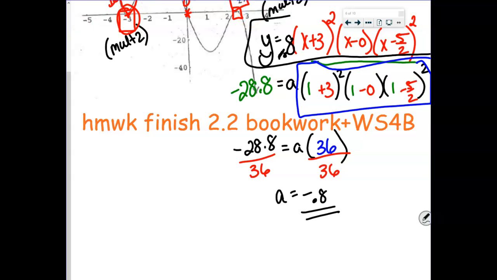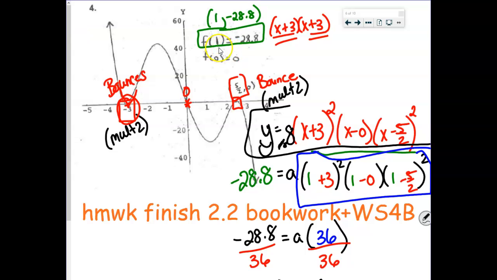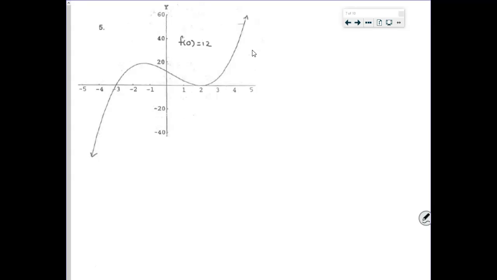The ordered pair at the beginning of the problem, that wasn't one of my x-intercepts. It says right here when f of 1 equals -28.8. So that's the ordered pair I used this time. Okay? So these have a little work to them. You guys are going to finish up 4B as part of your homework check. If I look ahead, the only other one that has multiplicity, I think, is number 5. Do you see it right here? So x equals 2 shows up with a multiplicity of 2. Very good.